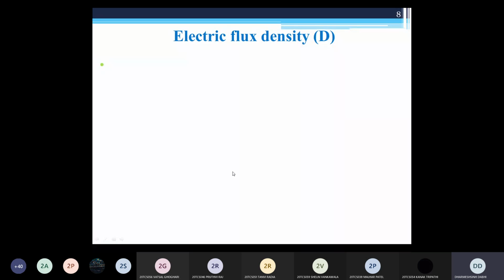Now the next definition is electric flux density. Do you know the definition of electric flux density? Anyone? Yes, does anyone know this definition of electric flux density, or the equation? It is defined as the electric flux passing per unit area at right angle to the direction of the electric field. Yes, very good, very good.